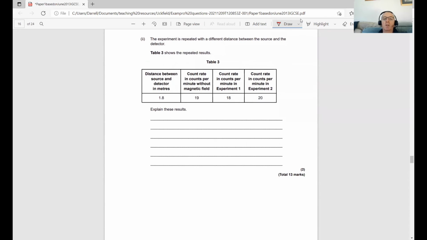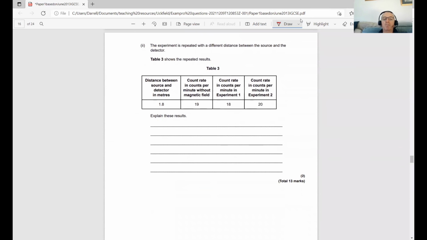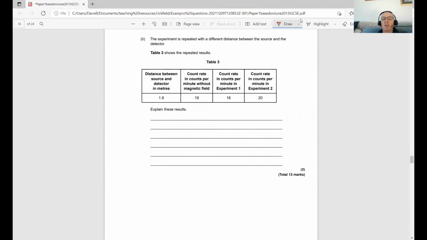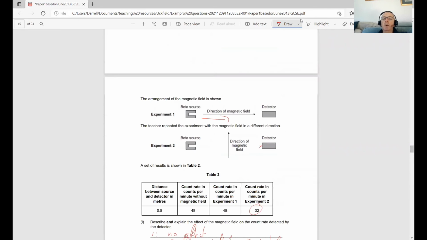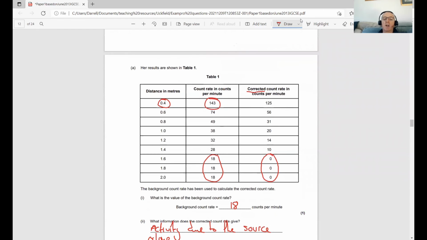The experiment is repeated with a different distance from the source and the detector. It's a bigger distance this time. We have the repeated results, 19, 18, 20. Now, the thing to remember is that this is all part of the same question. So this 18 rings a bell with me. If we go back up here, we see that our background count was 18. This is the same experiment, basically.